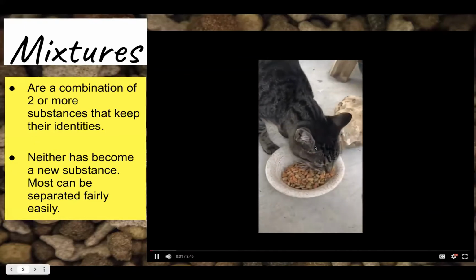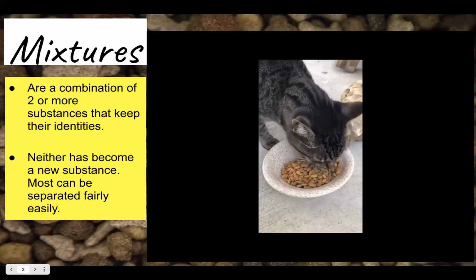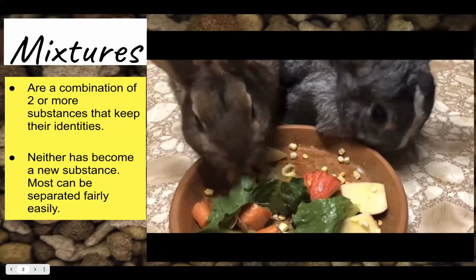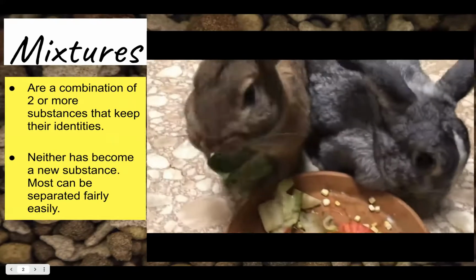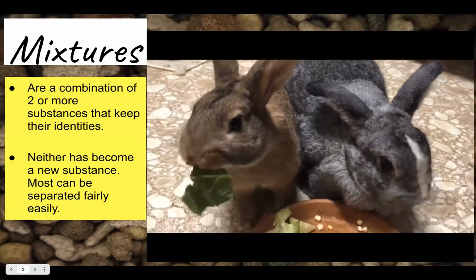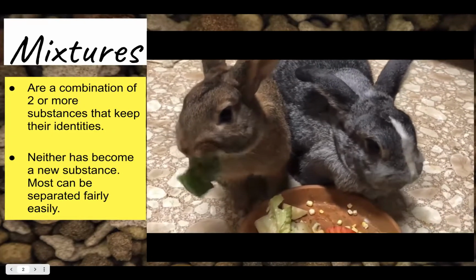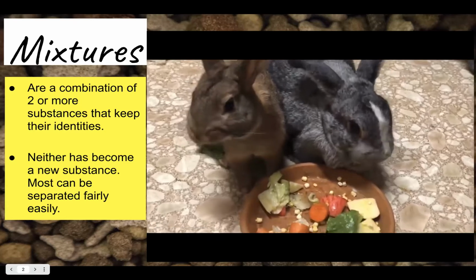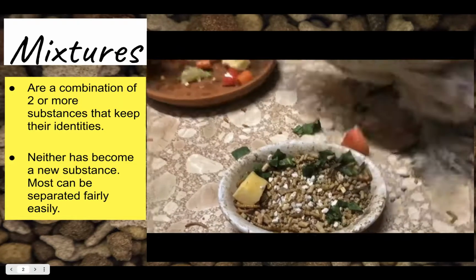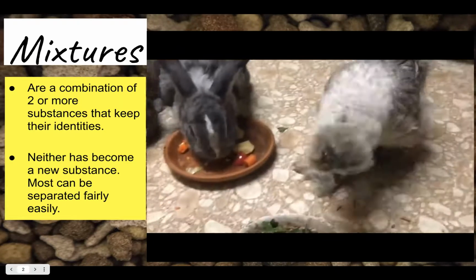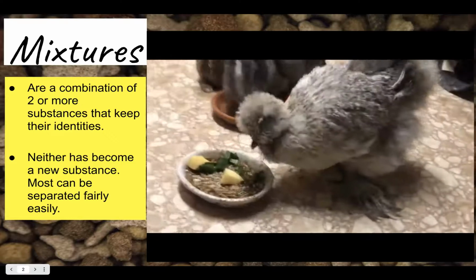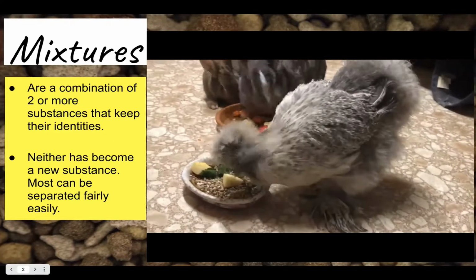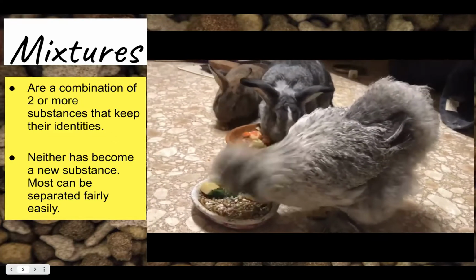The first is a mixture of cat food with one of our cats, Stripey. I also have 2 of my bunnies eating a salad mixture. And of course, we know that these are mixtures because each of those individual items can be easily separated. They keep their own identities. And then here in a little bit, you'll see our friend Pepper that you saw earlier eating her mixture of those mealworms and her fruit and veggie mixture as well.